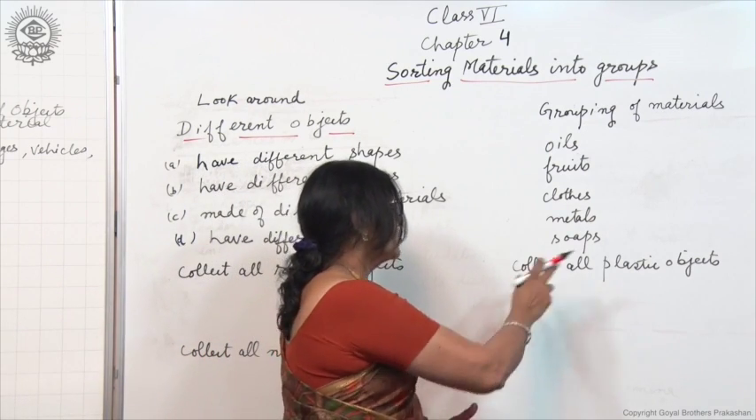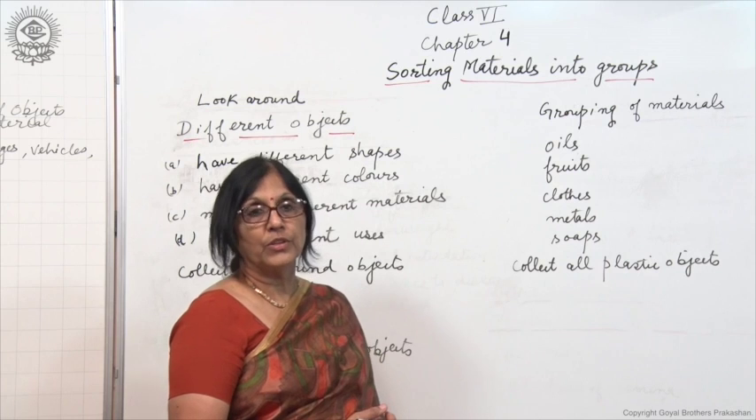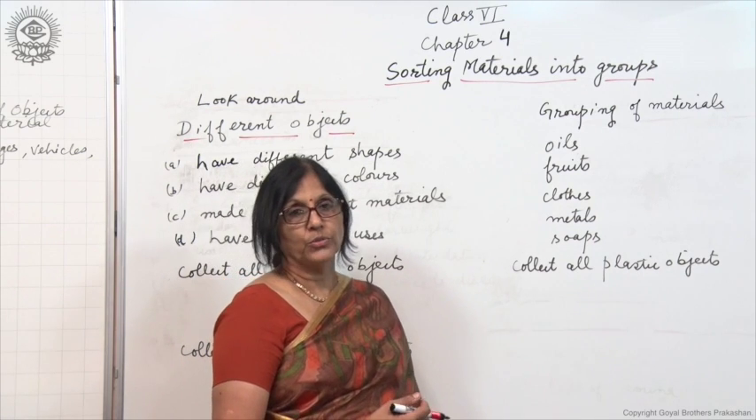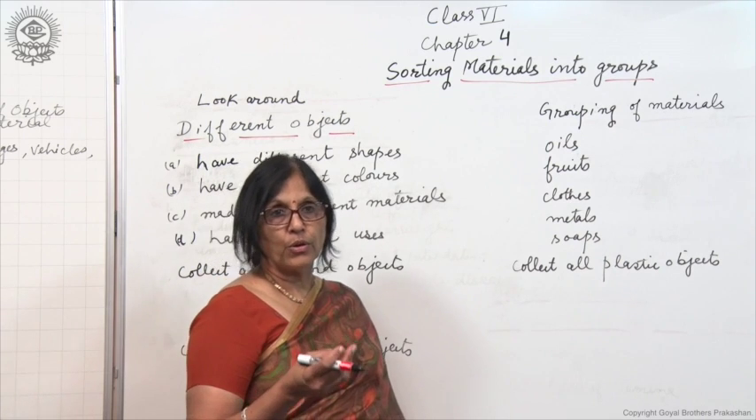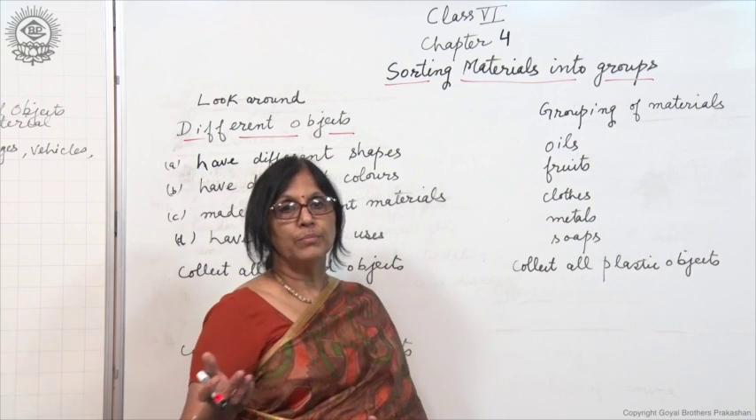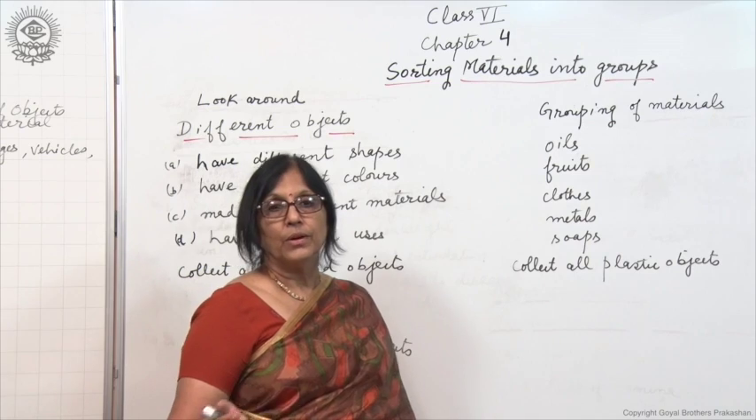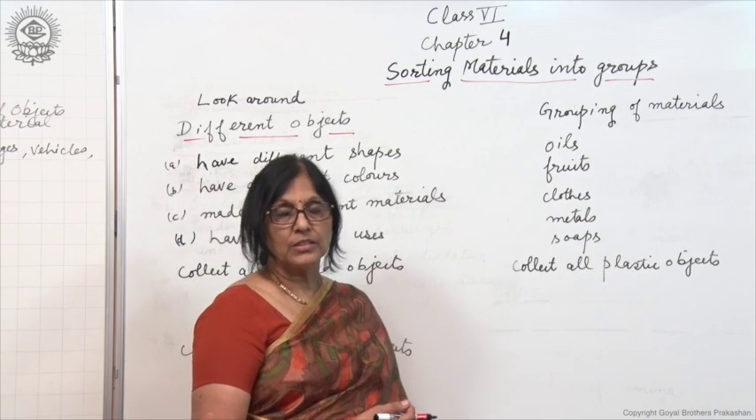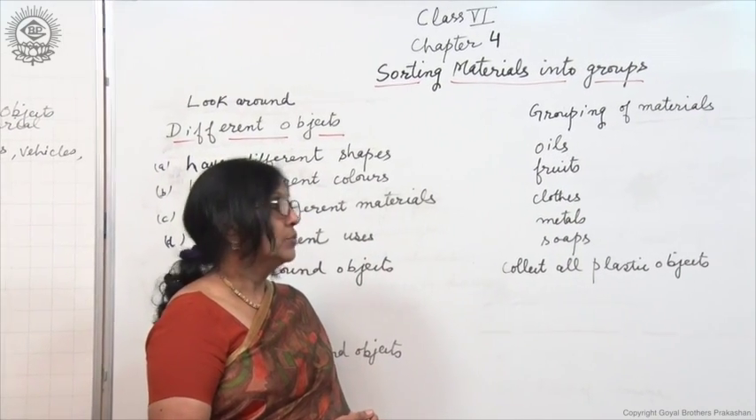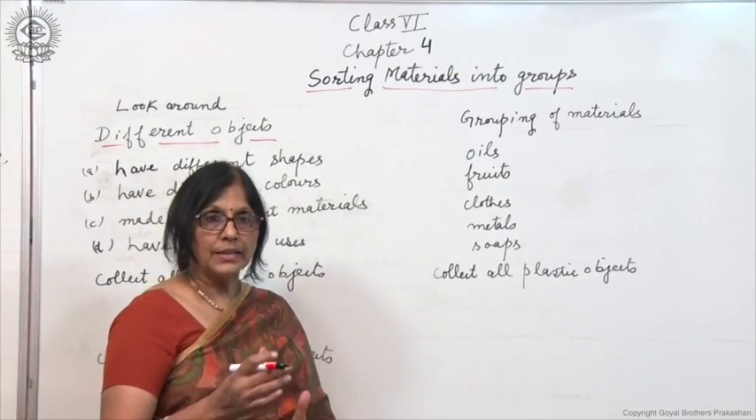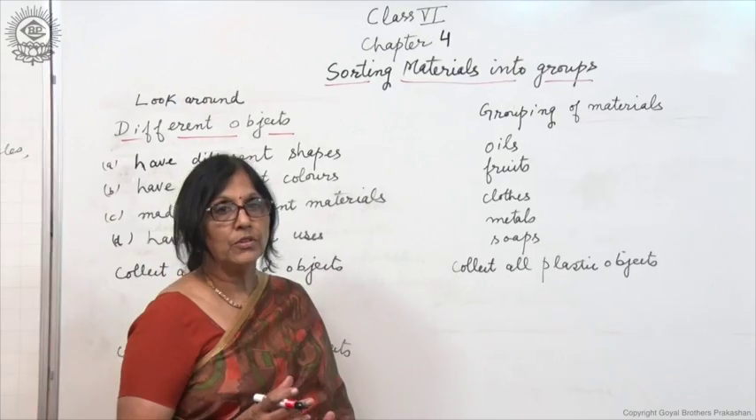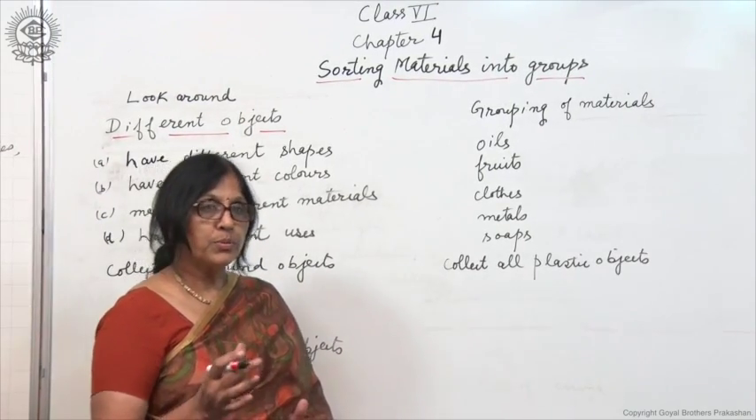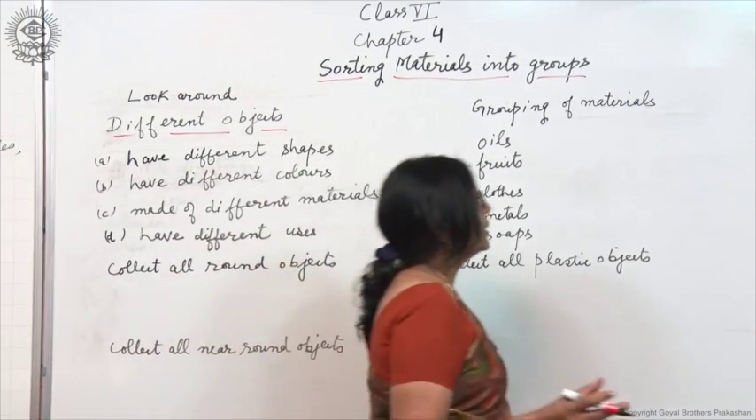Now, if you are asked to collect all the plastic objects, what will you do? In your house, what will you do? You will collect all the plastic objects like your lunch box, a glass, cup, plate, bucket or a plastic jug, plastic cup. So, like this you can collect different materials on the basis of their properties. This is how we can group the different kinds of materials.